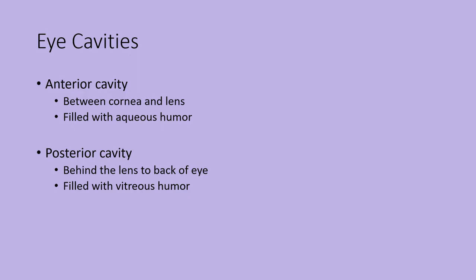Now the eye has two basic cavities. The anterior cavity, as the name implies, is in the front. It's between the cornea and the lens. It's filled with aqueous humor that is recycled. The posterior cavity, as the name implies, is in the back of the eye. So it's behind the lens all the way to the back. It's filled with vitreous humor. This is not replaced. This is something that they will often, especially as you get older, if you have certain medical conditions such as diabetes, measure the pressure of, because certain disorders and diseases can affect that.